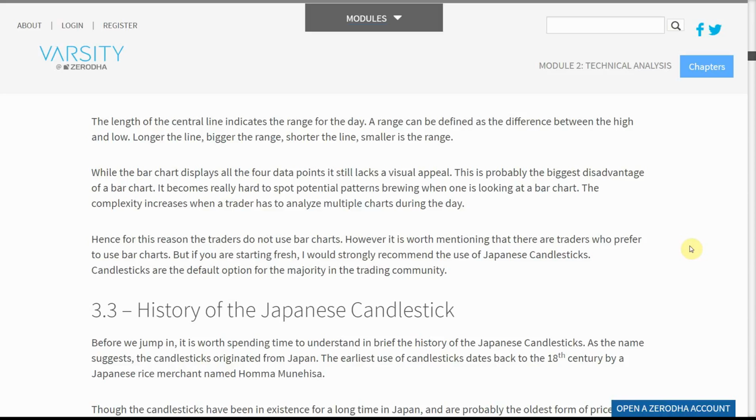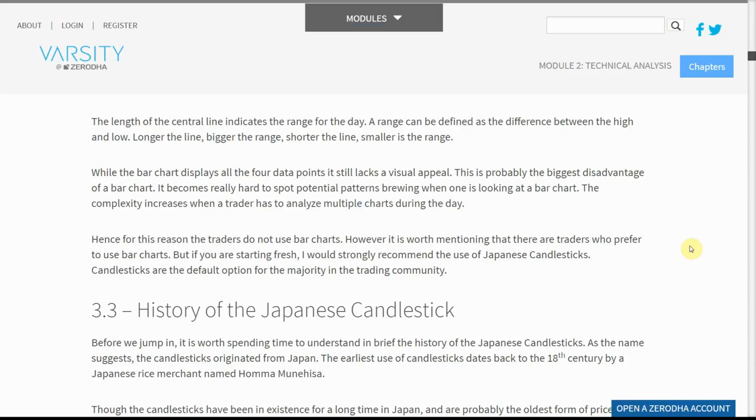While the bar chart displays all the 4 data points, it still lacks a visual appeal. This is probably the biggest disadvantage of a bar chart. It becomes really hard to spot potential patterns brewing when one is looking at a bar chart. The complexity increases when a trader has to analyze multiple charts during the day. Hence, for this reason, the traders do not use bar charts.